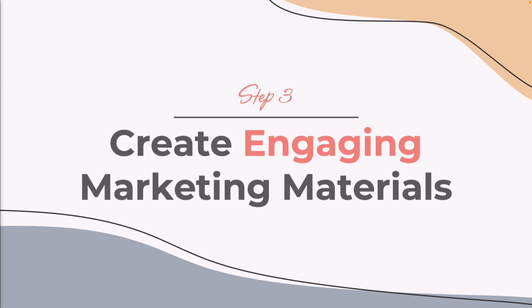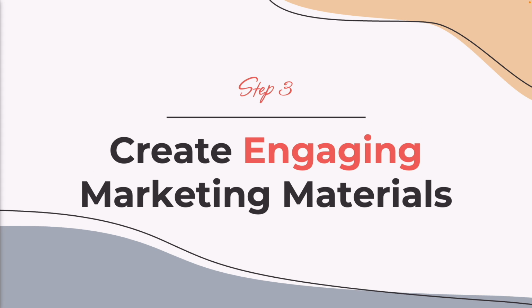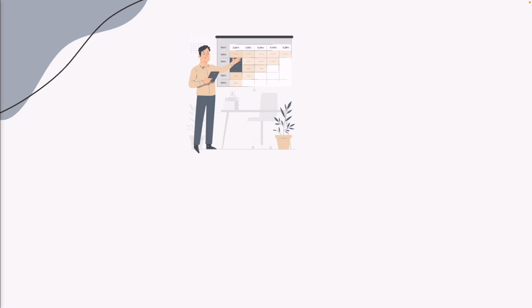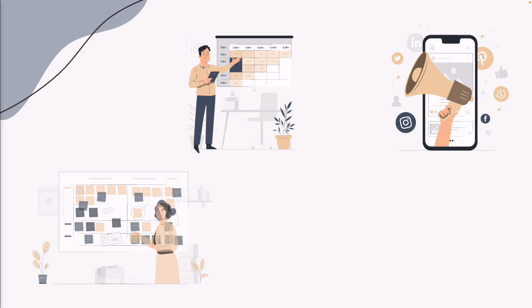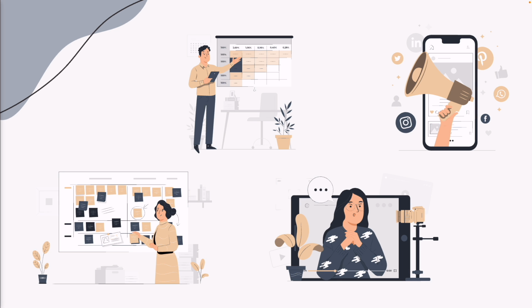Once you have a clear understanding of your target audience and your program's value proposition, it's time to create engaging marketing materials. This can include email campaigns, social media posts, flyers, videos, and more. Be sure to use compelling imagery and copy that speaks directly to your target audience.